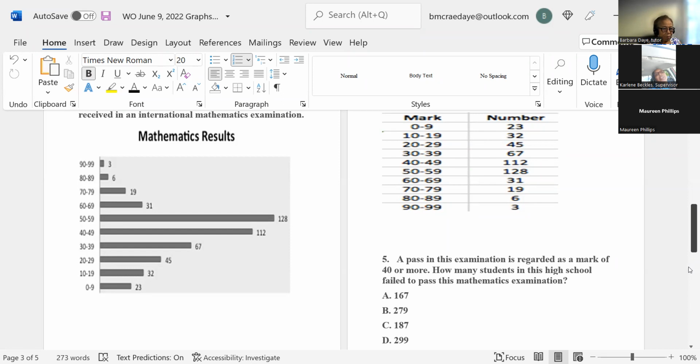1, 2. Okay. What ranges would you add up? What mark ranges would you add up? I would add up 112 and 128.